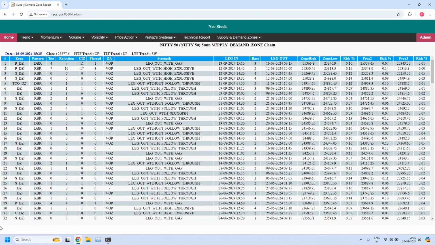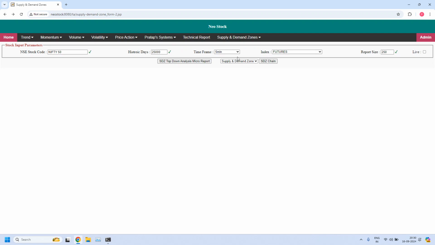So with this we have completed NIFTY supply demand zone chain. Next we will start BANKNIFTY supply demand zone chain from monthly time frame. Let me change the code. NIFTY Bank, it is nothing but BANKNIFTY. So I am generating monthly supply demand zone chain for BANKNIFTY.